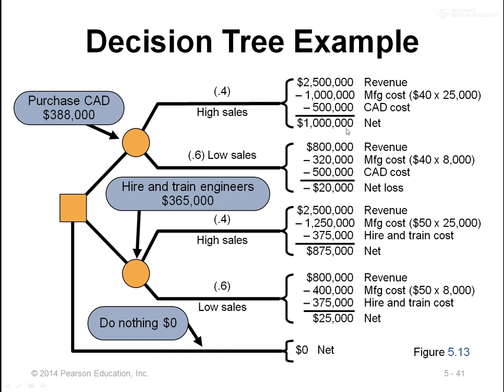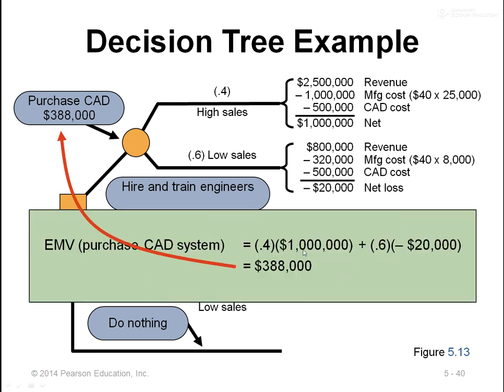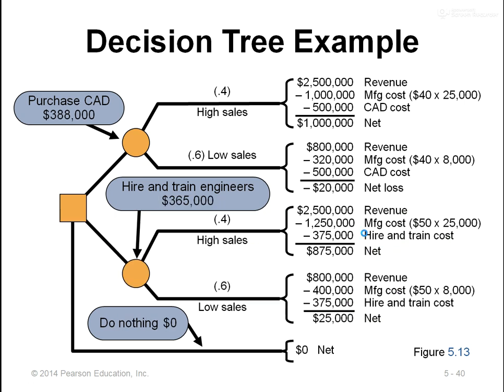Then we have here that we have $1 million with probability of 40% and minus $20,000 with probability of 60%. Then what we do is multiply this value, the net payoff, times the probability that it's going to happen. 40% of 1 million is $400,000. And then minus 20,000 multiplied by 60% is minus $12,000. Then if we subtract, 400,000 minus $12,000, it's going to be 388,000. That calculation is here: 0.4 times 1 million plus 0.6 times minus 20,000.